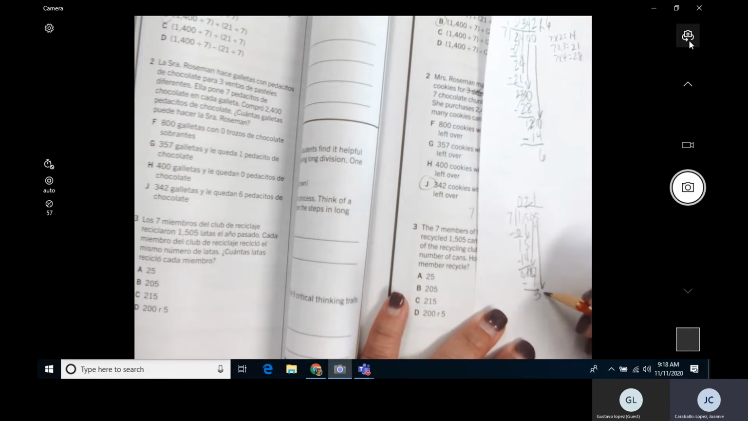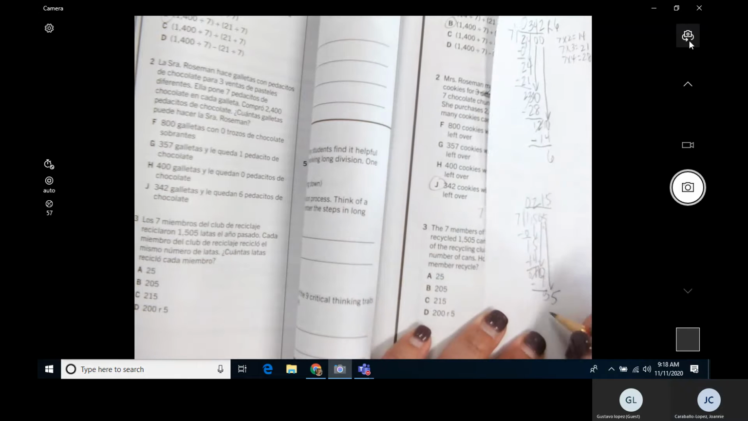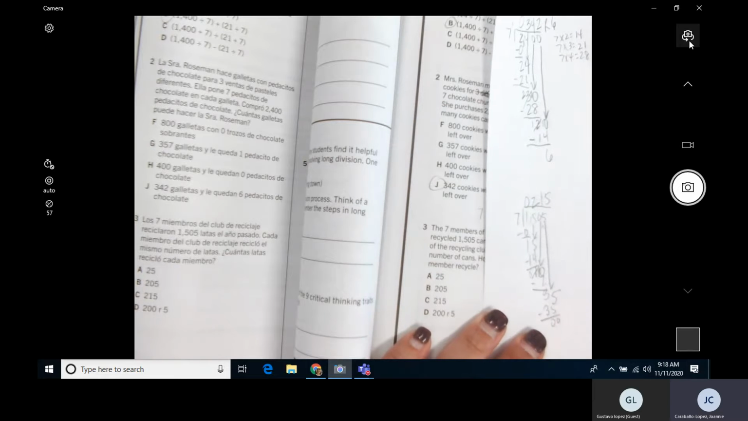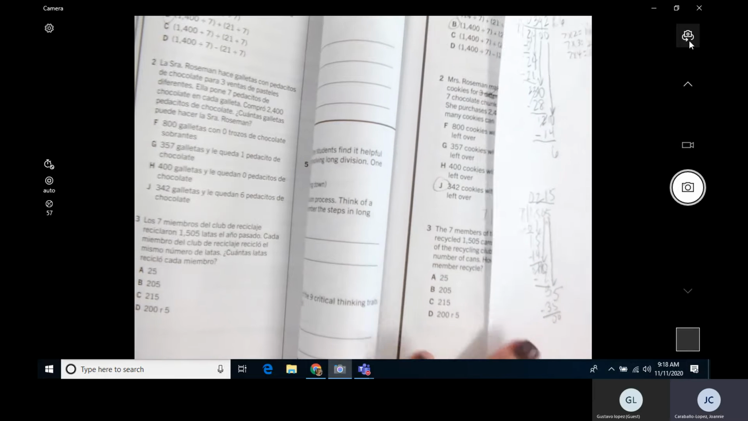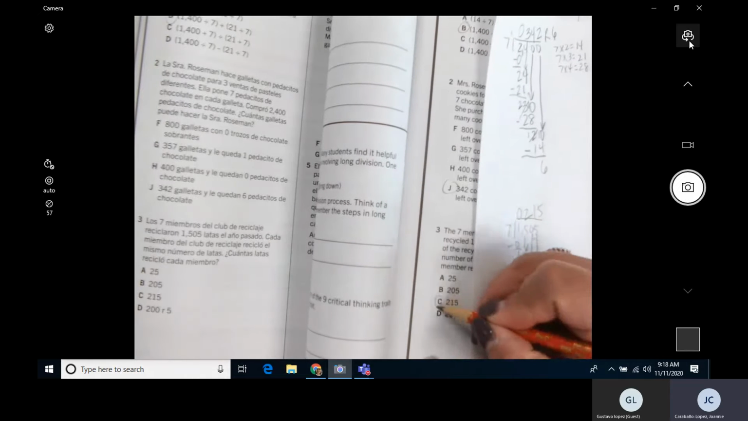10 minus 7? 3. Bring down the 5. So 7 times what number gives me a number close to 35? 5. 7 times 5 is 35. Do I have a remainder? No. No remainder. What's my answer? ¿Cuál es mi contestación?